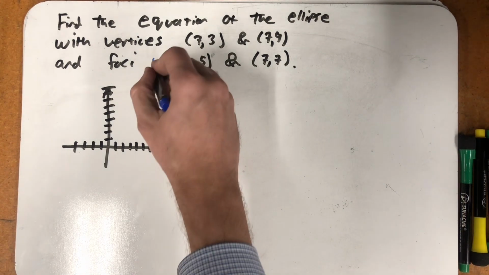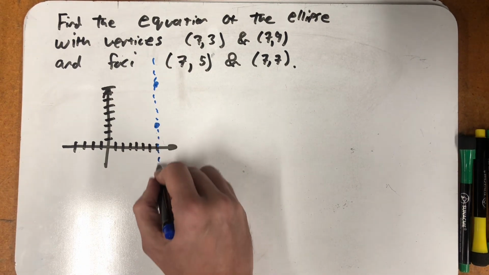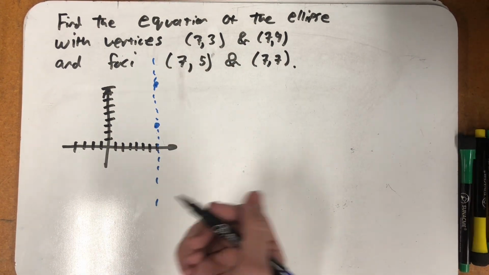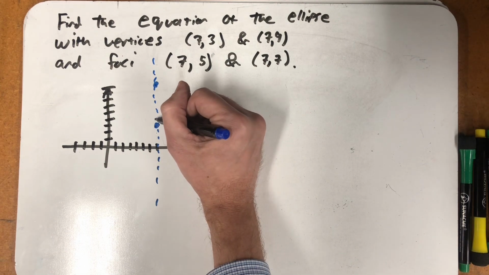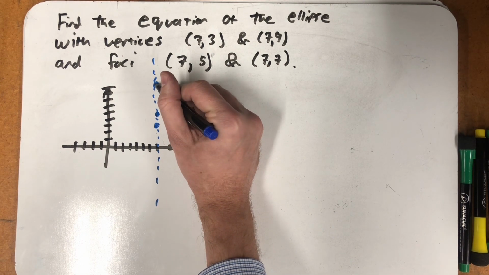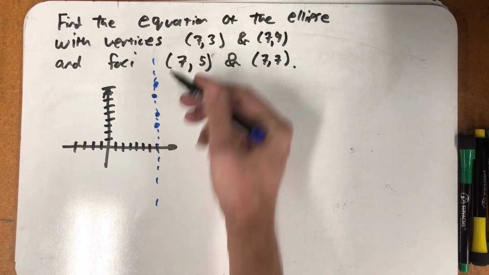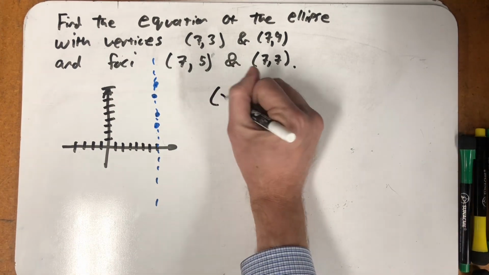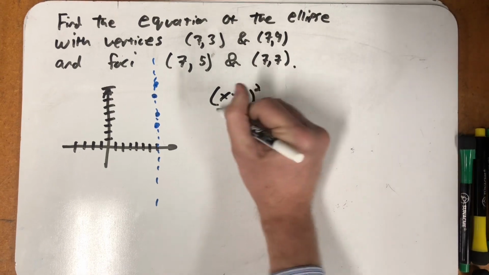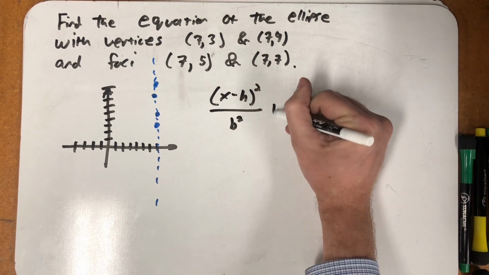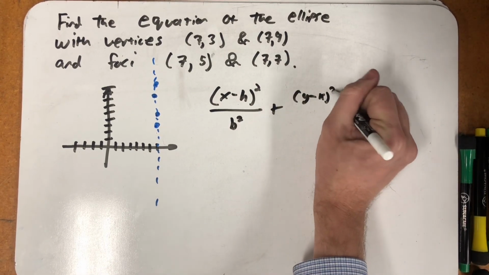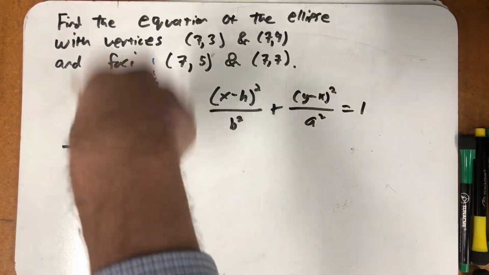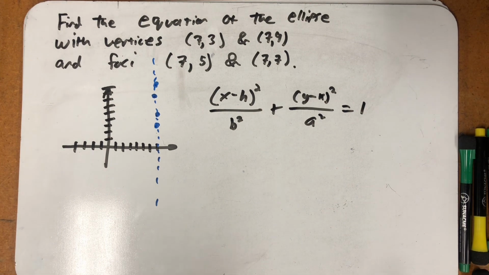My foci live on that same vertical axis at x equals 7, and just looking at the points, I see that. Where are my foci? They're at (7, 5) and (7, 7). Well, if I'm going to find the equation of this ellipse with a vertical major axis, I need to find a value for a and b. a is the larger one here, under y, because I have that vertical major axis. And I also need to know the center.